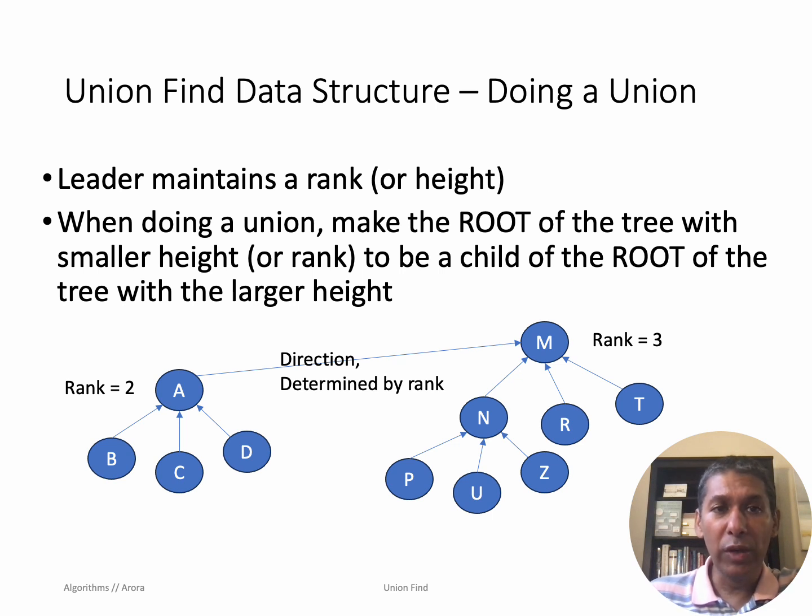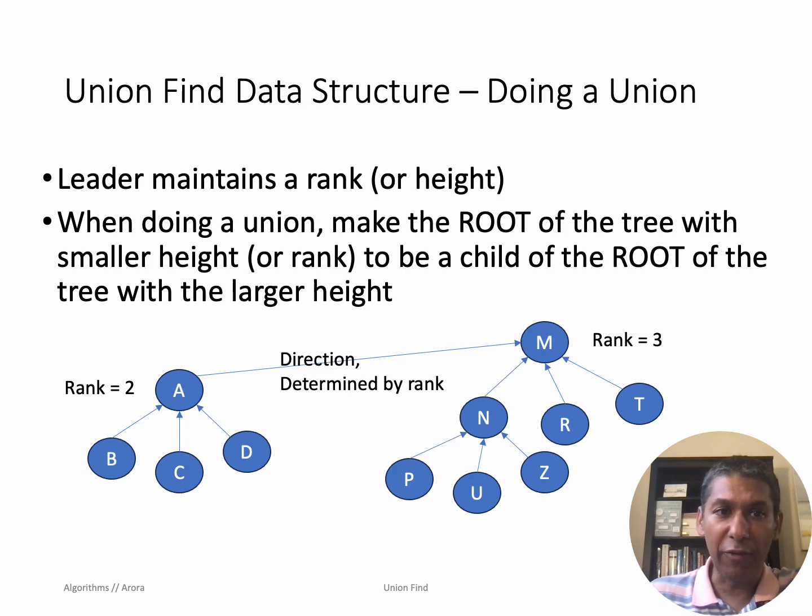Now, when we want to do a union, the main difference compared to what we were doing with an array is that we simply point the root of one to the other. Which one do we choose? We have a small preference here. Each leader maintains its height. Actually, in union find we use a slightly different concept called rank, but at the moment height can serve as a very good approximation of that. So when you're doing a union, you make the root of the tree with the smaller height a child of the root of the tree with the larger height.